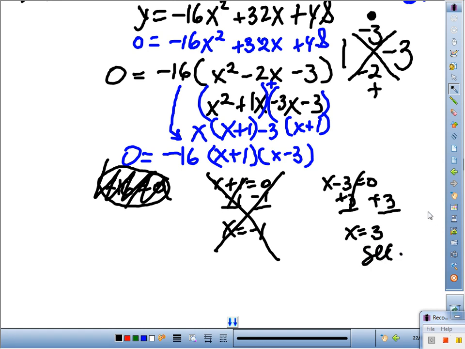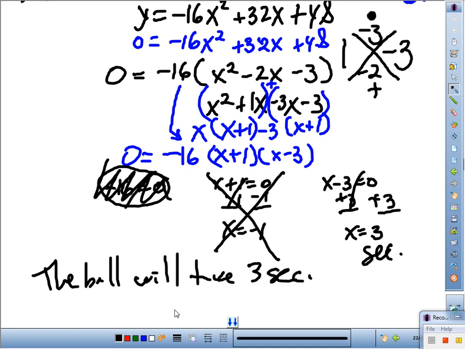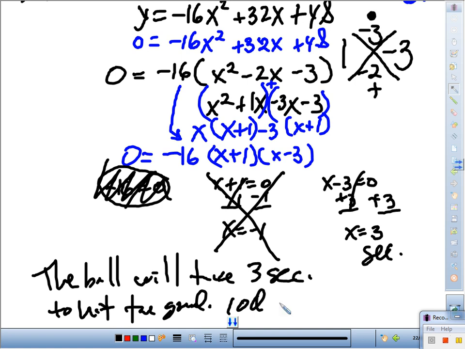Three seconds. So answer the question: how long does it take the ball to hit the ground? You're going to write the ball will take 3 seconds to hit the ground. Thank you.